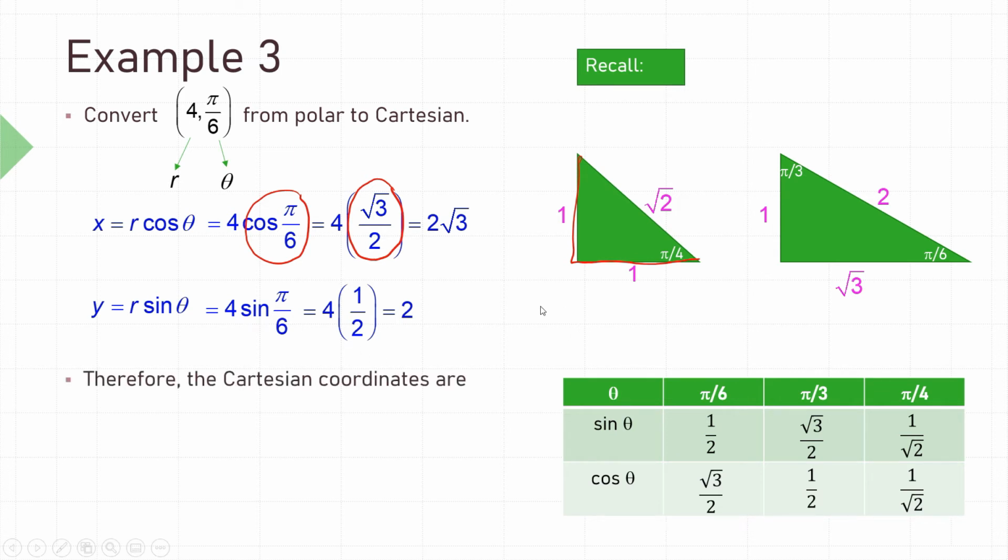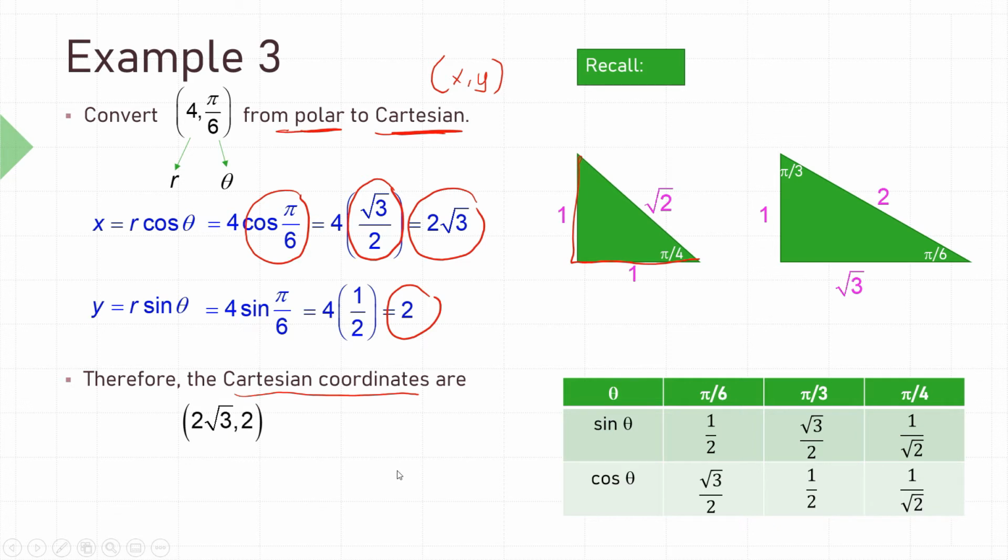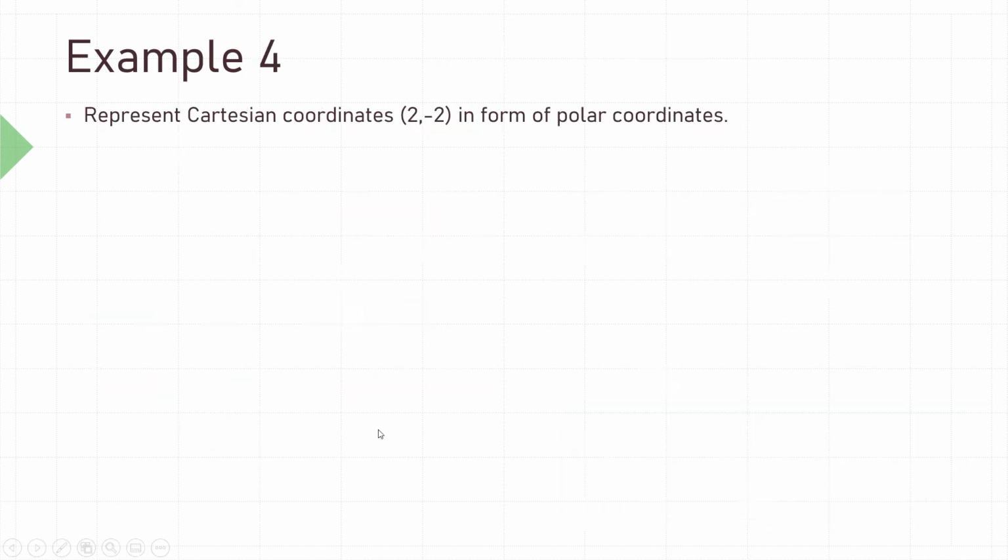So now we already have the x value and y value, because it is from polar to Cartesian, meaning to say that we have to write in the form of x and y. So our Cartesian coordinates should be 2 root 3, 2. This one is for x and this one is for y.